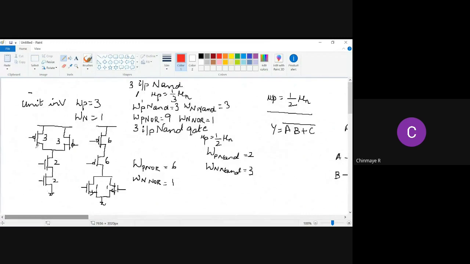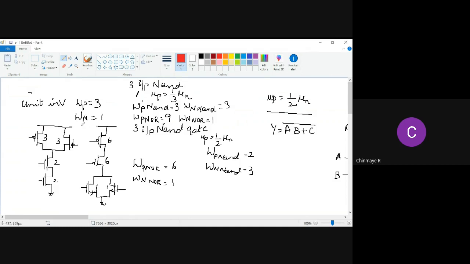So what did we do? Okay. So we started off the class with a unit inverter whose Wp is 3, Wn is 1, which means mu P is equal to 1/3 mu N, right? Mu P is equal to 1/3 mu N. So we started off with this unit inverter and we tried to size the transistors in NAND and NOR gates.